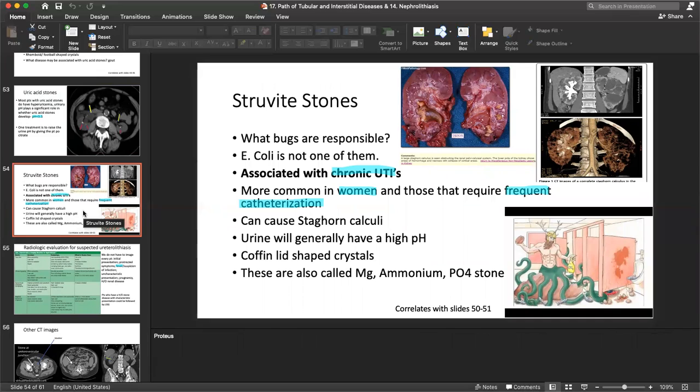Struvite stones are going to be associated with chronic UTIs, and it's more common in women, and in those people who require frequent catheterization. It can cause staghorn calculi, like right here, you can see, looks like horns. And they've got the coffin lid shaped crystals. They're also called magnesium ammonium phosphate stones.